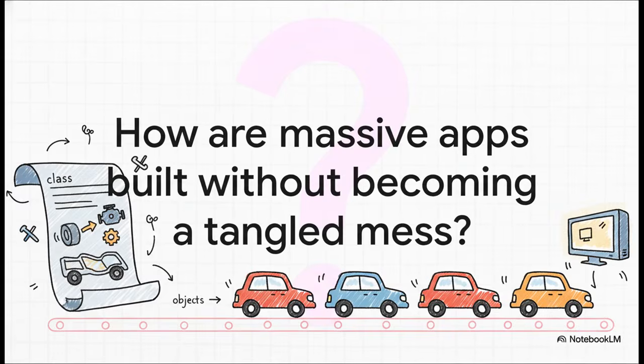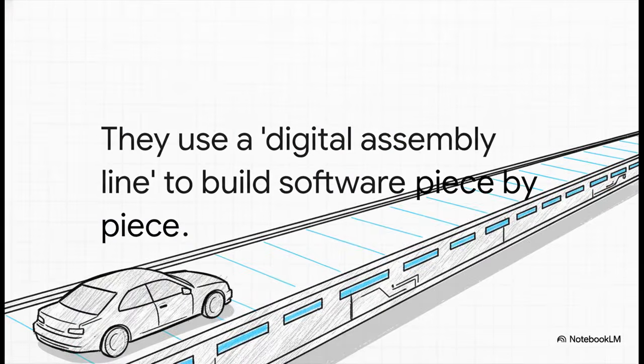Your favorite social media app or some huge online game. We're talking millions of lines of code. How on earth do developers keep all of that from turning into a total tangled mess? Well, the answer lies in a really structured way of thinking. They use an approach that works a lot like a digital assembly line. And for the next few minutes, we're going to run with that idea.